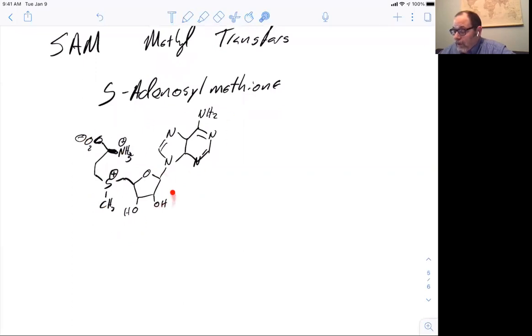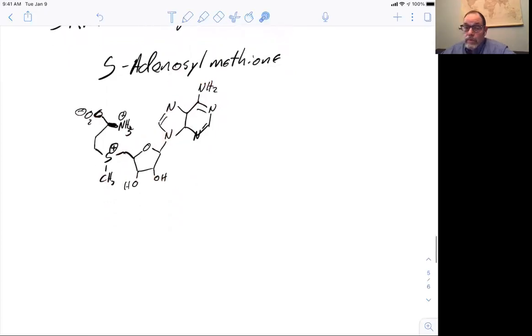We have a ribose here. We have a base pair type moiety here. So if we look at this portion here, you can already see that this looks like an RNA or a DNA, in this case an RNA, but an RNA or DNA type system. So it is used for that. So it's used for a couple of things. One of them is to methylate DNA base pairs.